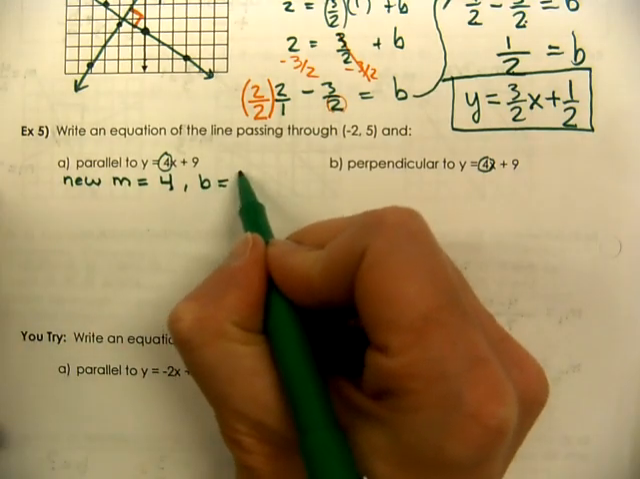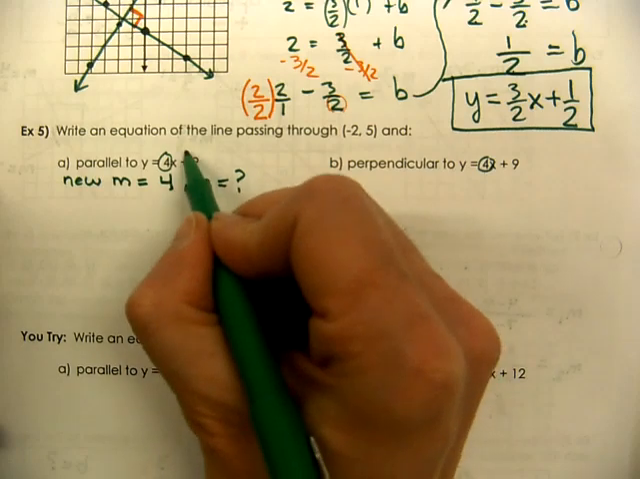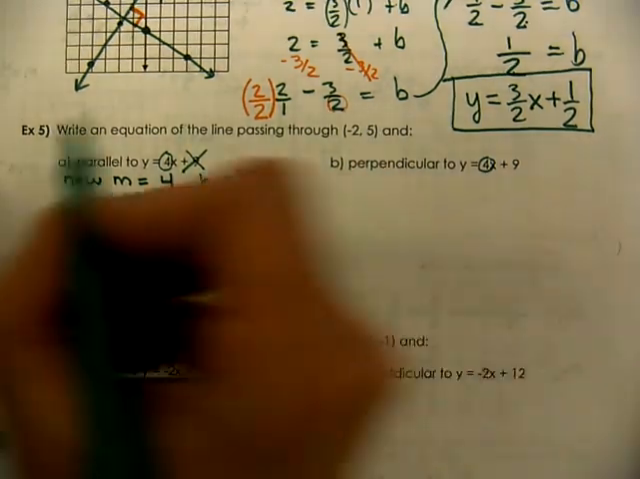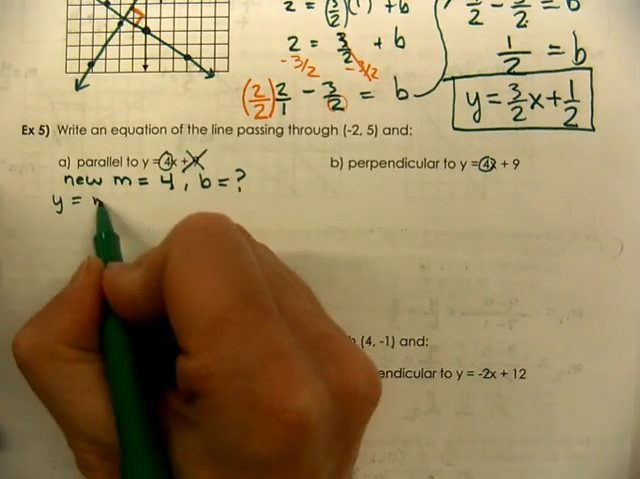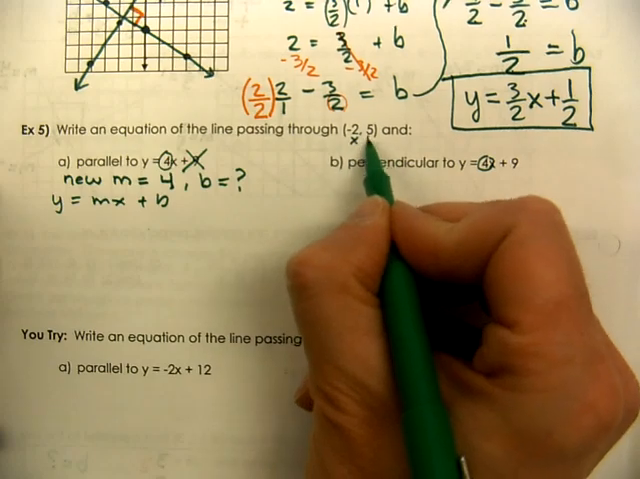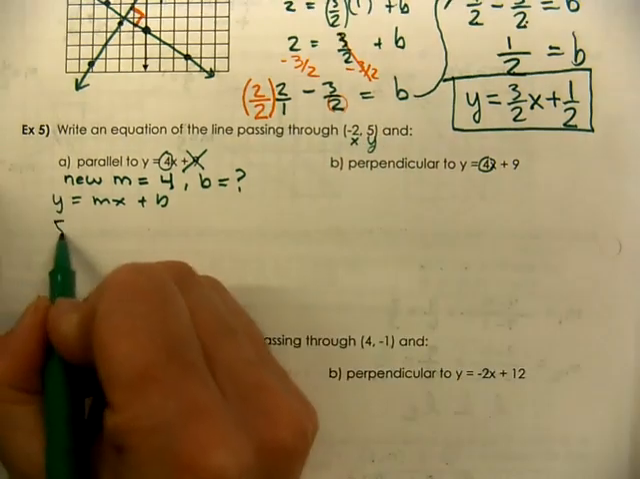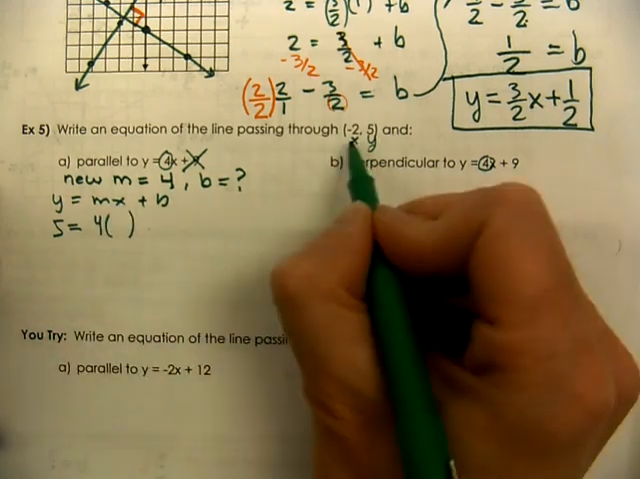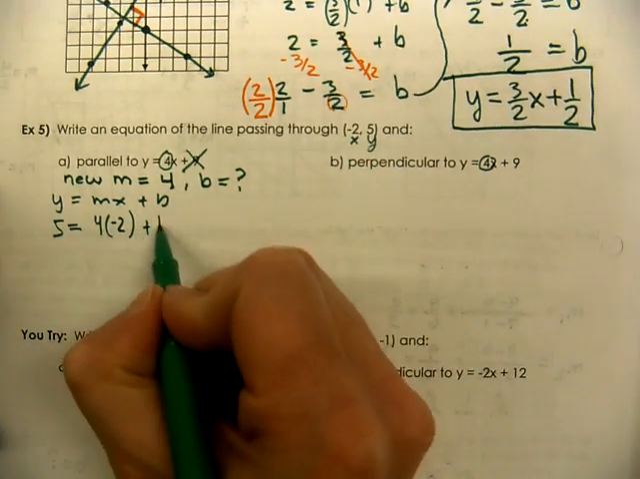Again, what we don't know is the y-intercept, because you can't use the old y-intercept. We need a new line, so we need a new y-intercept. So we're using y equals mx plus b again, and we're using the point for the x and y coordinates. So the y is 5. My new slope is 4. The x coordinate is -2, and we're solving for b.